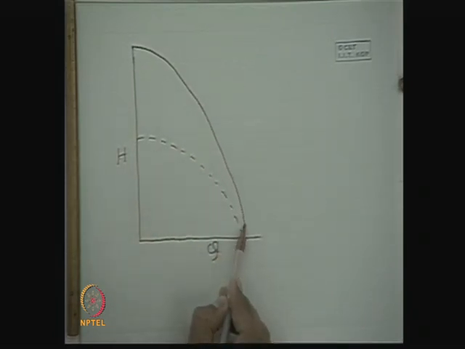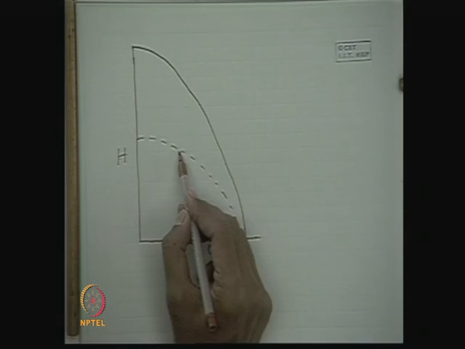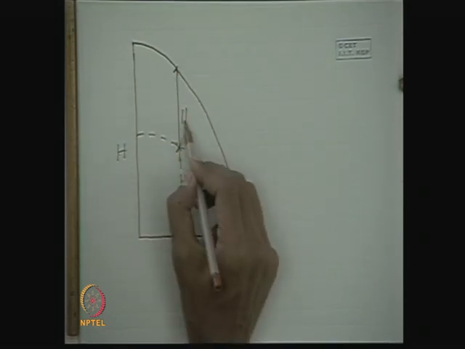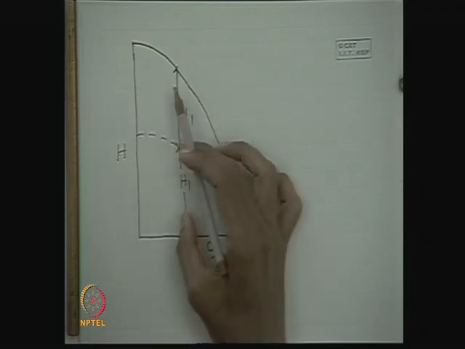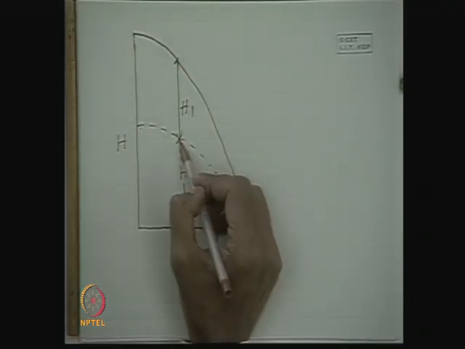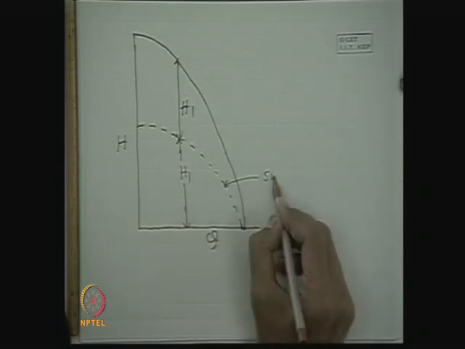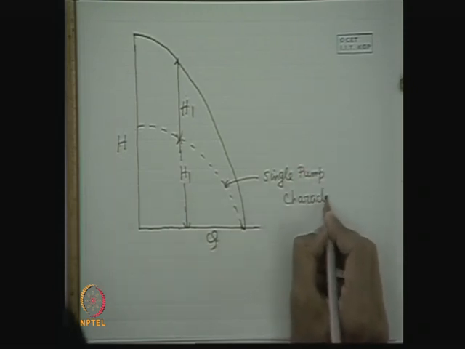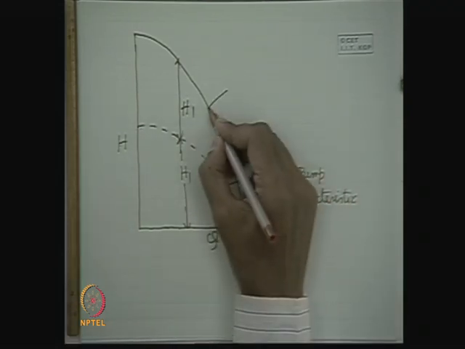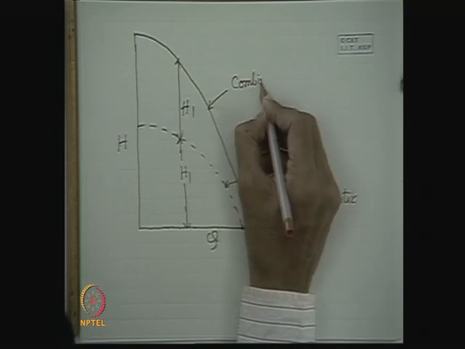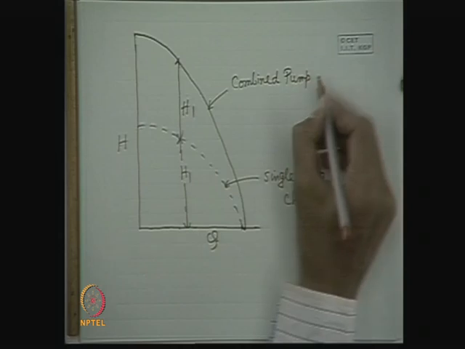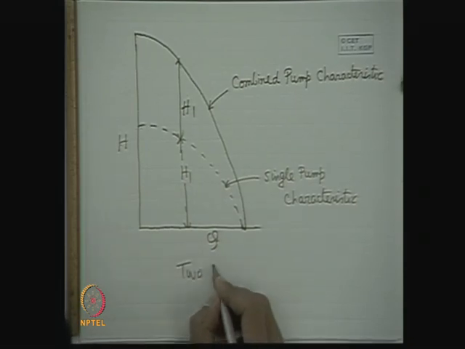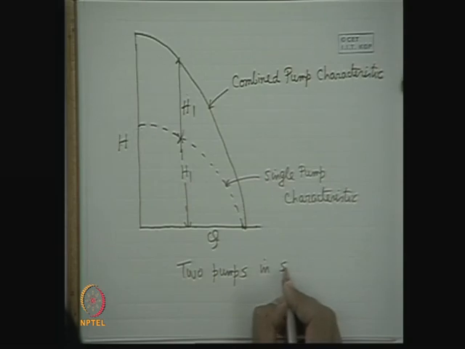Like this. That means at any flow, the heads are added up, doubled. If this is H1, then this is also H1. The two such pumps in series add, so at any point the head is doubled for the same pump. So this is the single pump characteristic, and this is the combined pump characteristic of the two identical pumps connected in series.